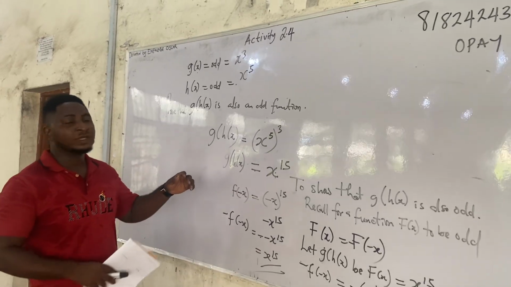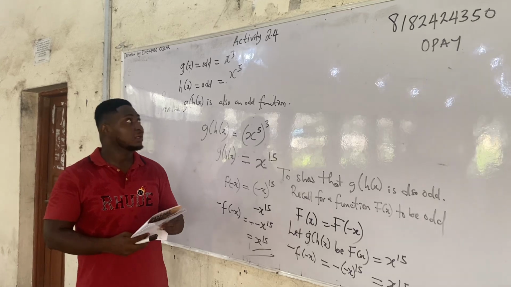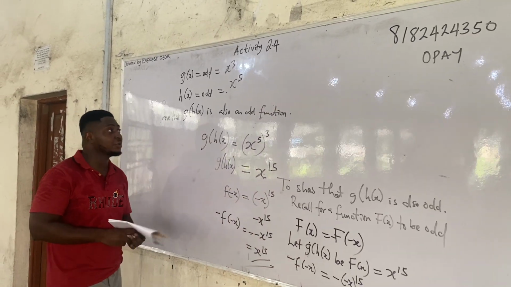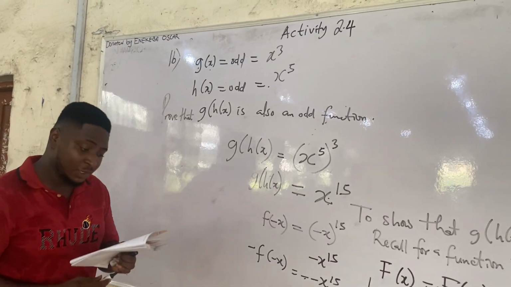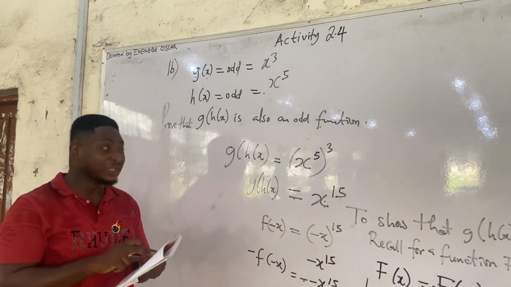Okay, so we're looking at activity 2.4 now, question 1b on page 9. If you have your manual, you see where they said (i), it has two parts, (i) and (ii). We're starting with (i) first.